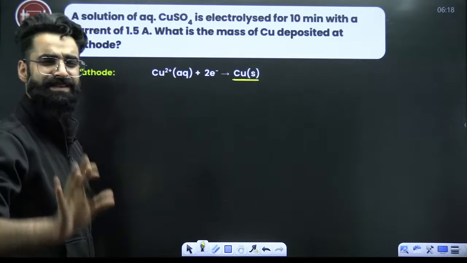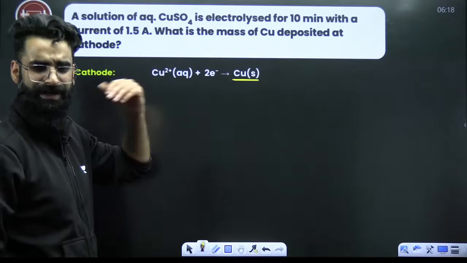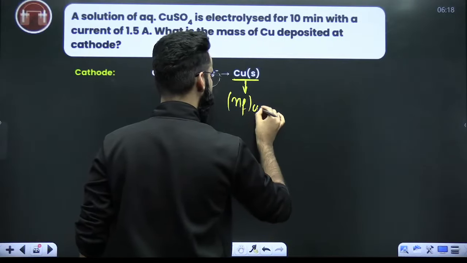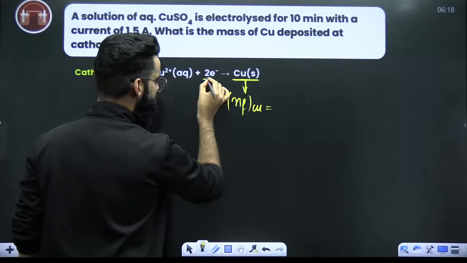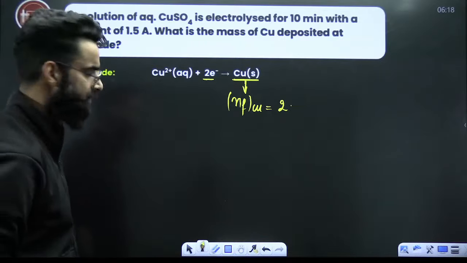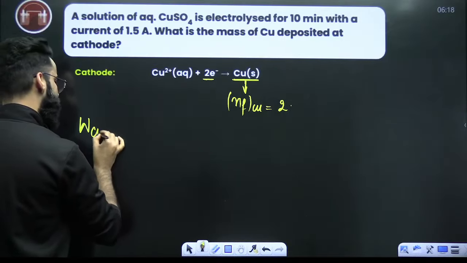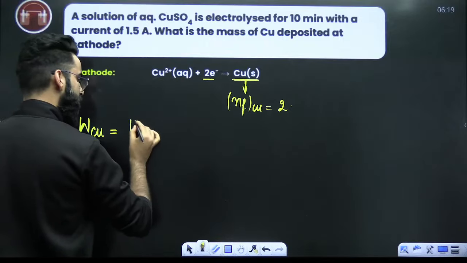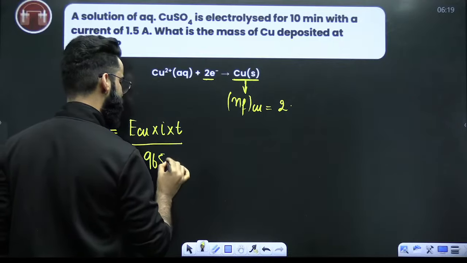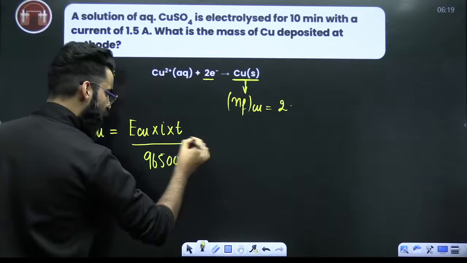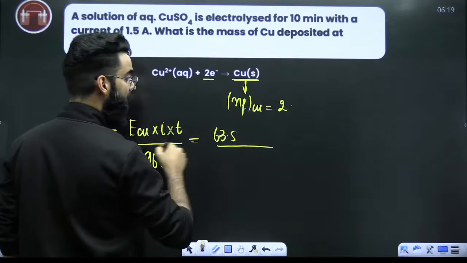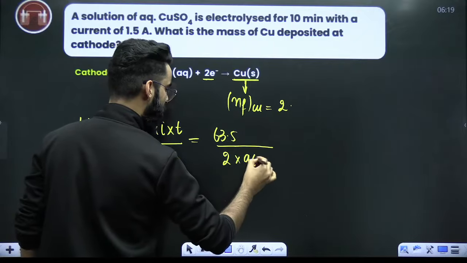Now you will directly use Faraday's first law. We have to calculate the mass of copper deposited, right? Tell me first of all, what is the n factor of copper here in the reaction? It is equal to moles of electrons exchanged, 2, divided by stoichiometric coefficient 1. So the n factor of copper is 2 here. Now, I'll be using the equation: mass of copper deposited in grams is equal to equivalent mass of copper multiplied by I multiplied by t divided by 96500. Equivalent mass of copper is molar mass of copper, 63.5 grams, divided by the n factor of copper, which is 2. In the denominator, you have got 96500.